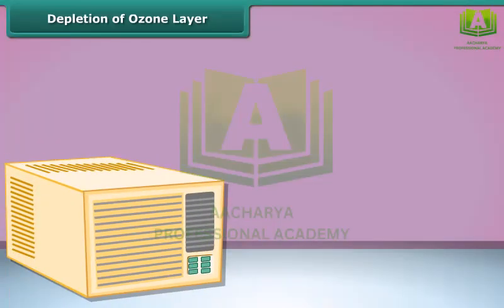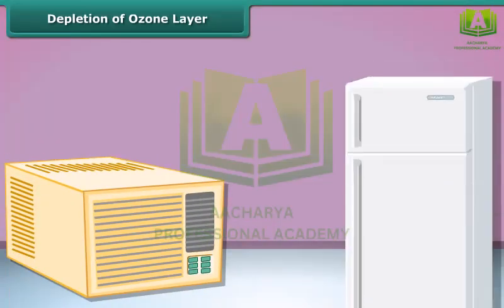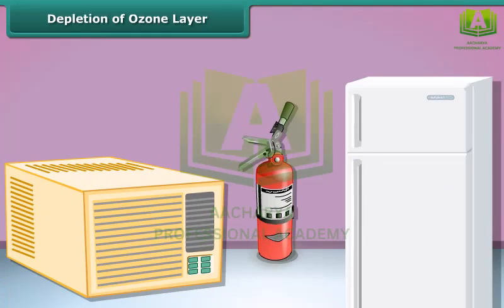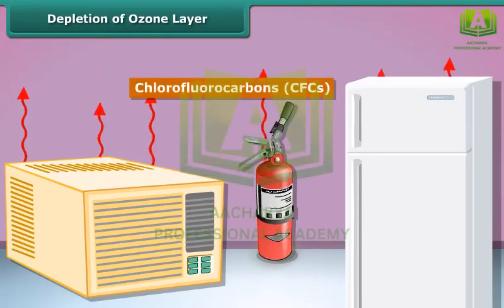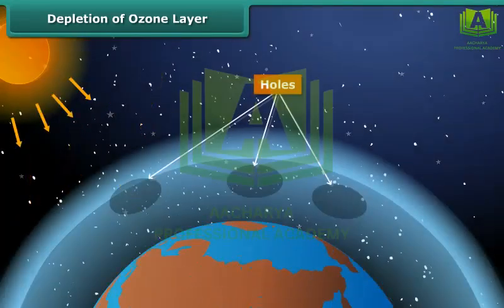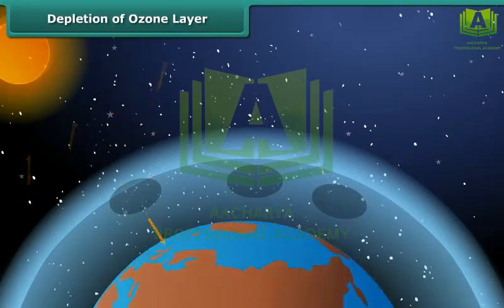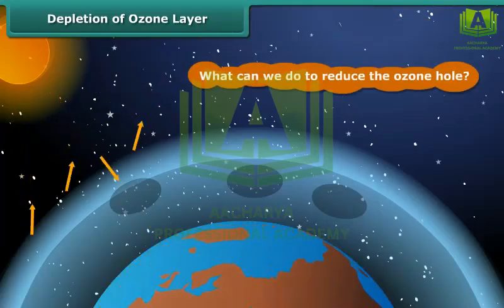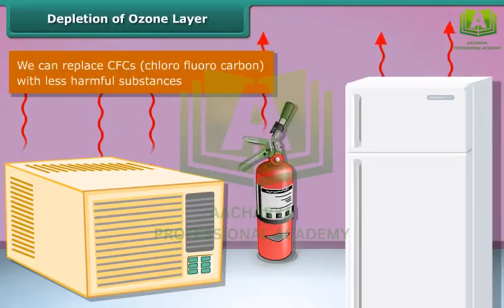Things like air conditioners, refrigerators, and fire extinguishers release chlorofluorocarbons, CFCs, into the atmosphere and create holes in the ozone layer. CFCs are another type of air pollutants. What can we do to reduce the ozone hole? We can replace CFCs with less harmful substances to save the ozone layer from depletion.